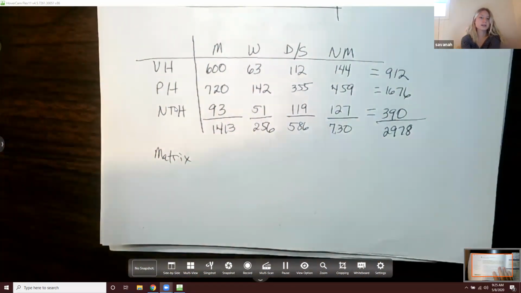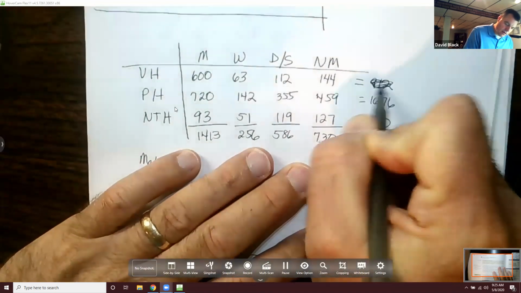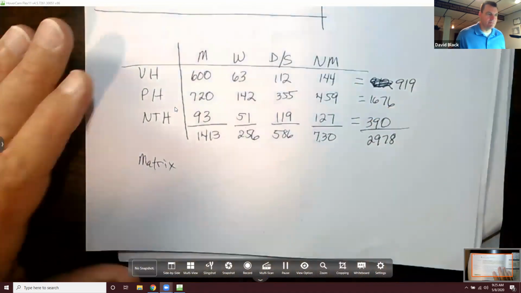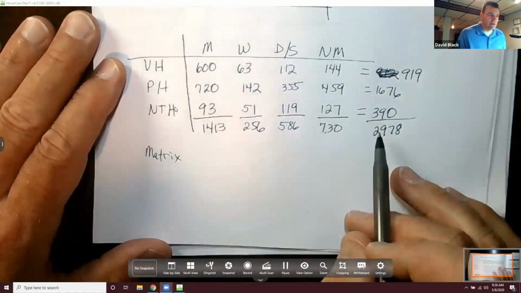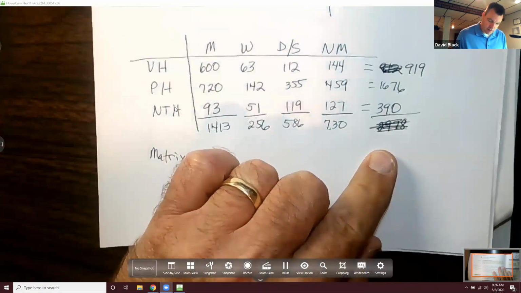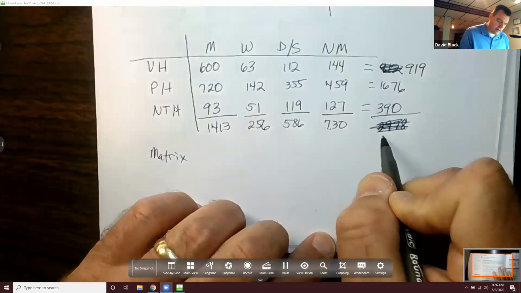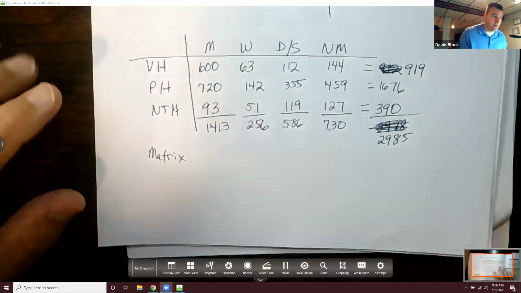Hey, Mr. Black, I think that first row for very happy should be 919. Okay, let me double check. You're right. Thank you. Does anybody else see any other mistakes here? Well, that means this number is wrong, too. So let me do that again. 2,985 now. Everybody golden?